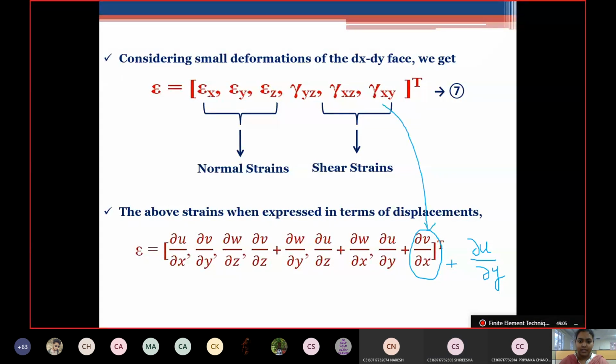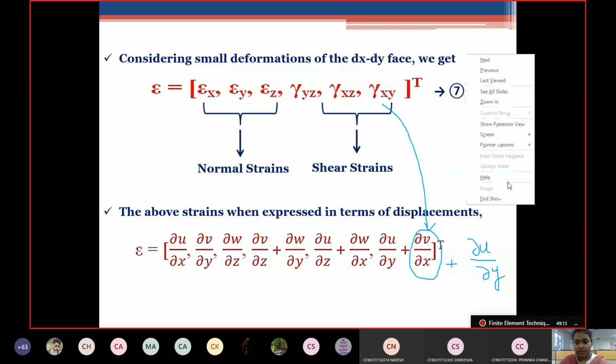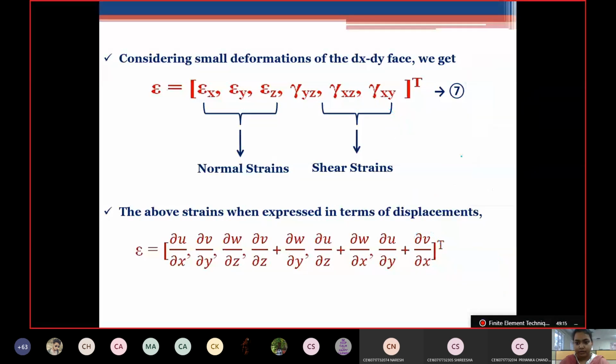This one, the last one, gamma xy. Okay, is it there? My screen is disturbing me, sorry. Yes, one, two, three, right. Thank you Shirisha.